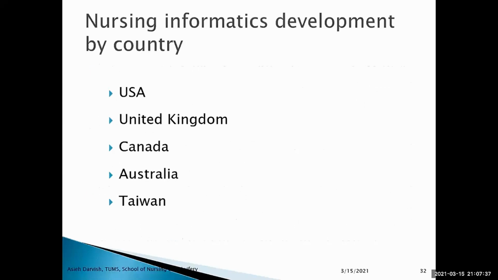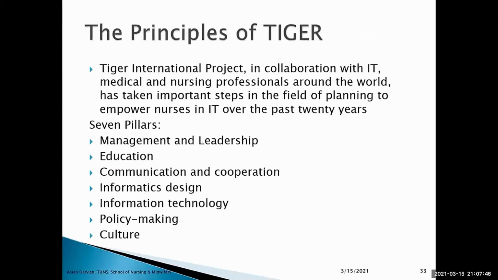After the United States, again the United Kingdom, Canada, Australia, and Taiwan, all of them we compared based on the 7 pillars of TIGER. What were the 7 pillars of TIGER? Management and leadership, education, communication and collaboration, informatics design, information technology, policy making, and culture. And the focus of TIGER was that culture is so important, and management and leadership should support the evolving area and development of nursing informatics. For example, by providing education based on their need and their level of nurse. As Professor Hepta's lecture mentioned, the different levels of nurses and the different competencies they need.